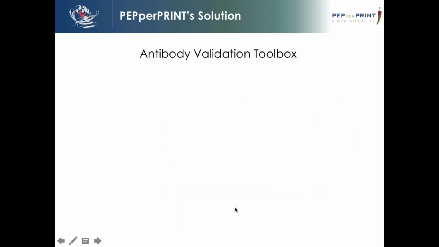So that's the bad news. The good news is that PEPperPRINT offers a solution, and what we've put together in what we call a toolbox, an antibody validation toolbox. For the remainder of the talk, I'm just going to be discussing this.